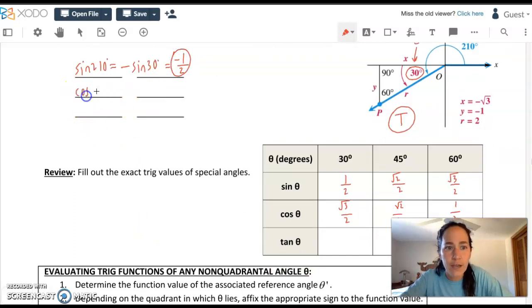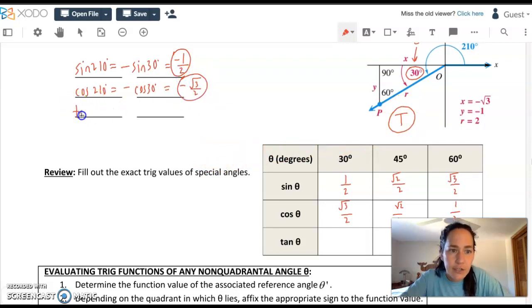How about the cosine of 210? Okay, it'll equal the cosine of its reference angle. Will it be negative? It absolutely will because we're in a quadrant where only tangent and cotangent are positive. So we'll make it negative square root of 3 over 2.